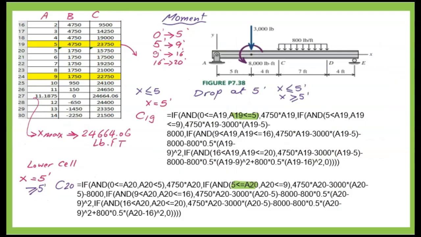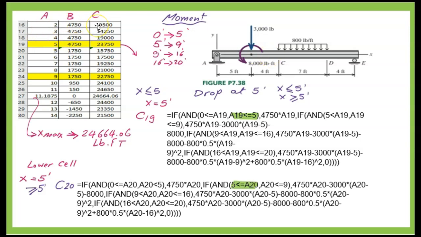In the next slide, we want to get the expression of M of x by using Excel. These are the regions from 0 to 5, and from 5 to 9, and from 9 to 16, and from 16 to 20. We have a drop at x equal to 5 due to the concentrated anticlockwise moment of 8,000 pound-feet.